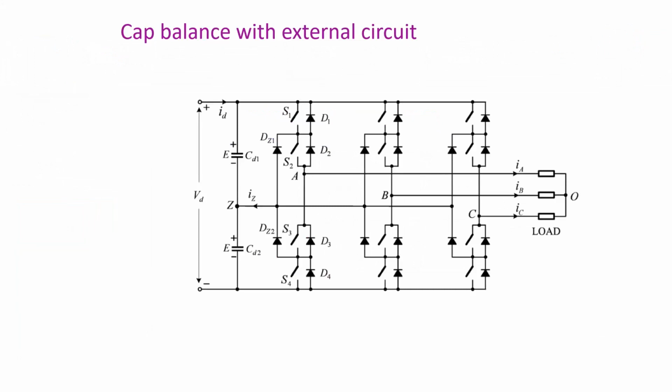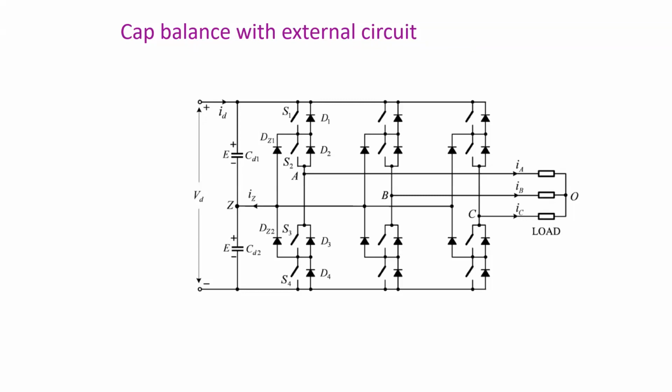But when you go for higher levels, more than 3 level, such as 4 level or 5 level cases, this problem cannot be solved completely. Therefore, we need to look for alternative methods. One of the alternative methods is using an external circuit to balance the capacitors.